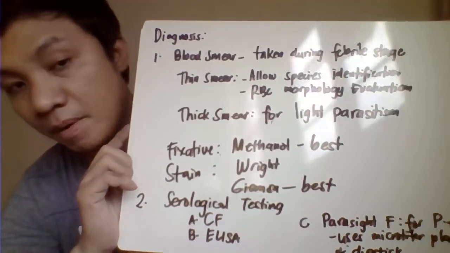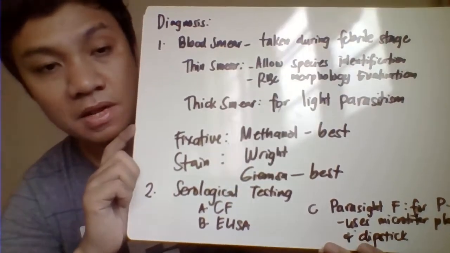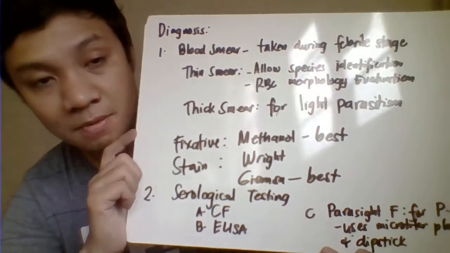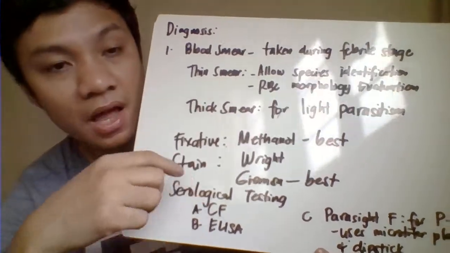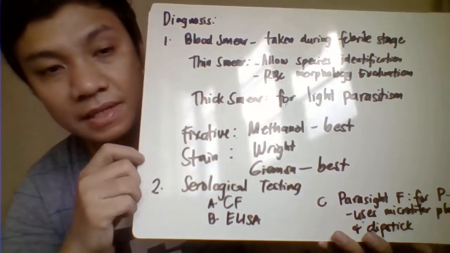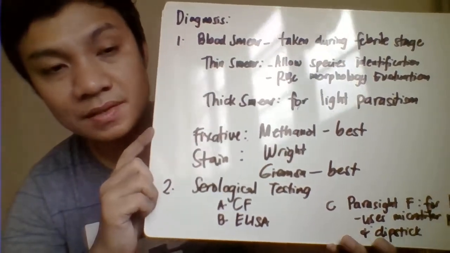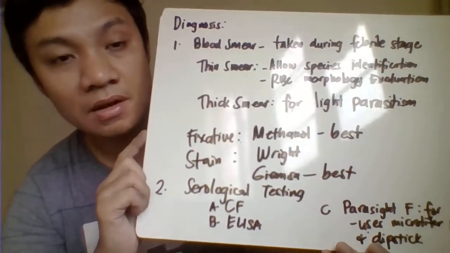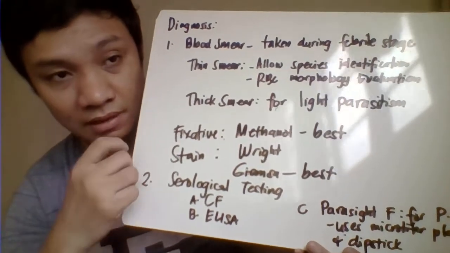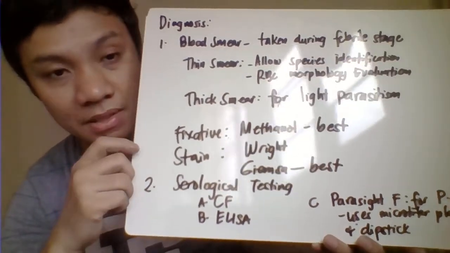So there are two forms of smear prepared here. The first one, we have your thin smear. So we have the feathery edge, the short thin smear. Basically that one would allow you the species identification and also allows you then to evaluate the morphology of the RBC.